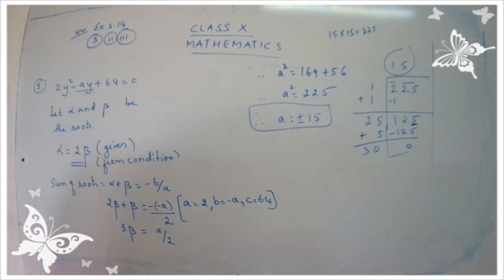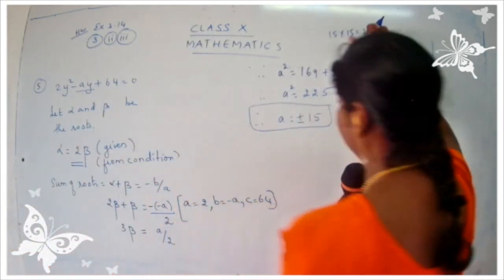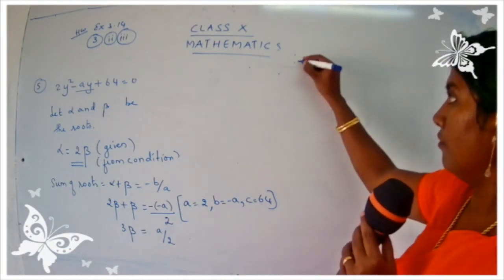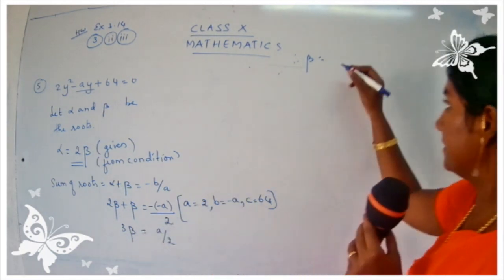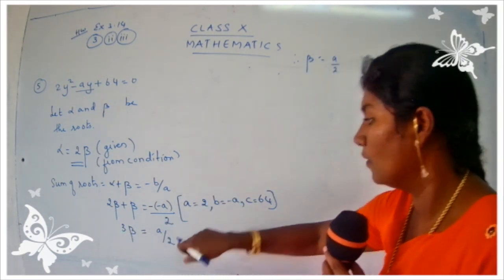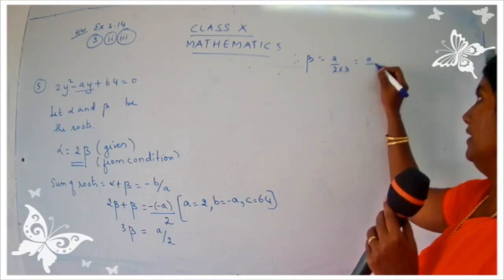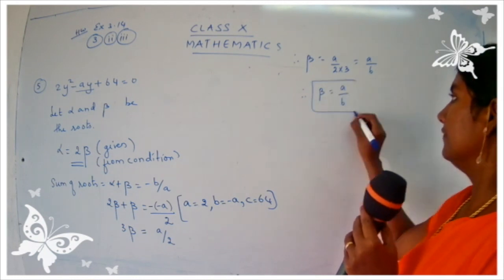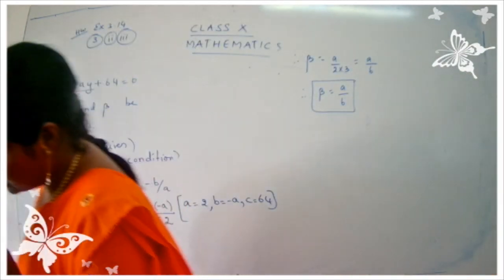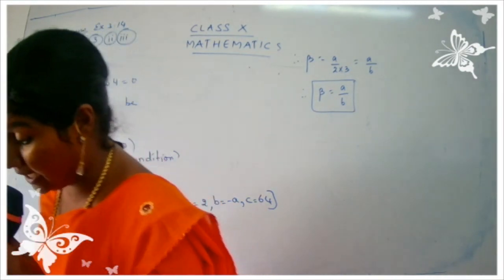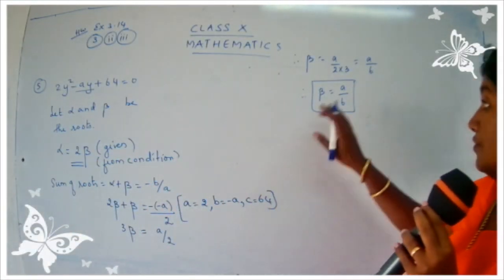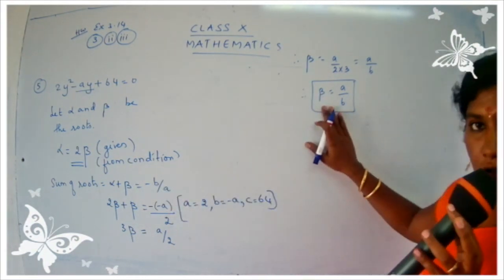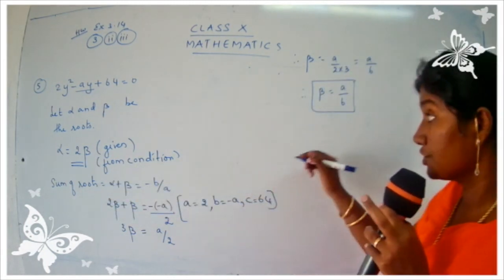Okay, so now we are going to find out the value for beta. So write down, therefore, beta is equal to a upon 2, and 3 will come down. So this is into 3. So beta is equal to a upon 6. So I have found the value for beta, which is a upon 6. But what is the question over here? The question is to find out the value for a. So by using the sum of roots, we have got the value for beta. Now let's proceed for product of roots.